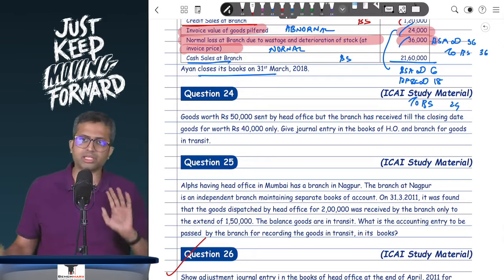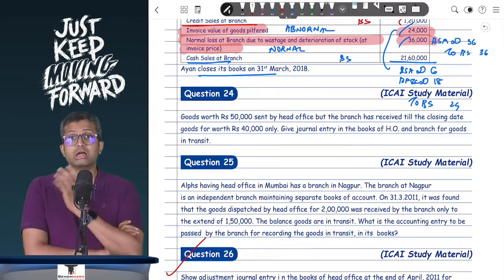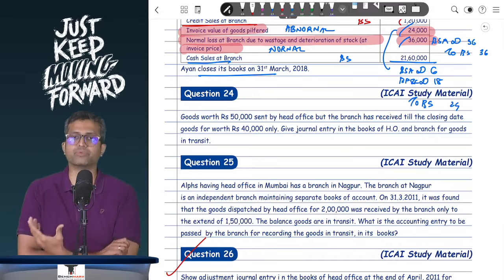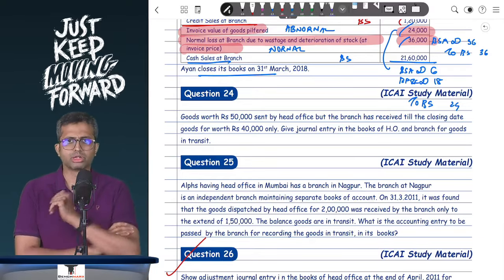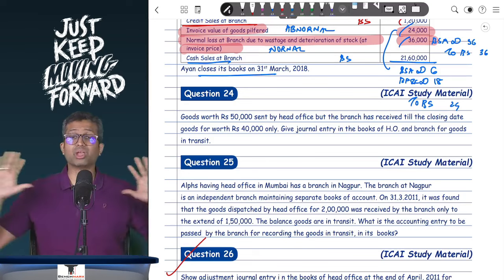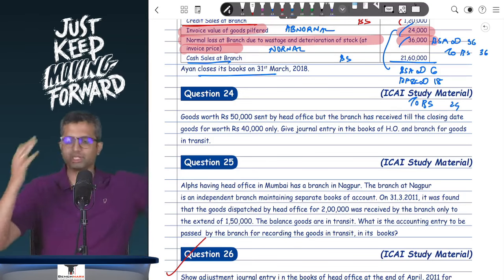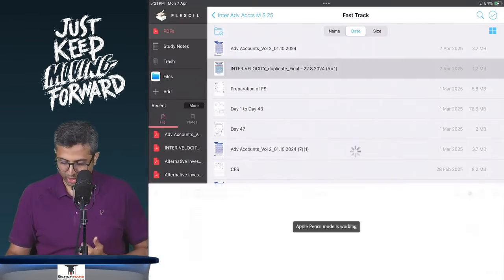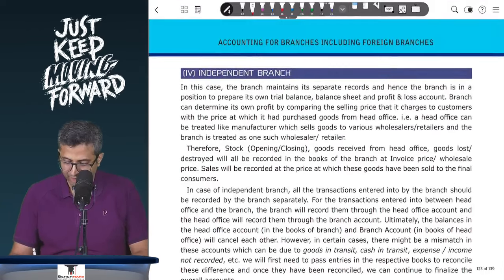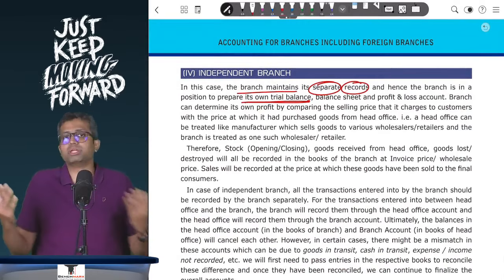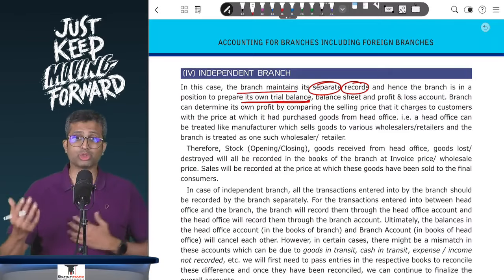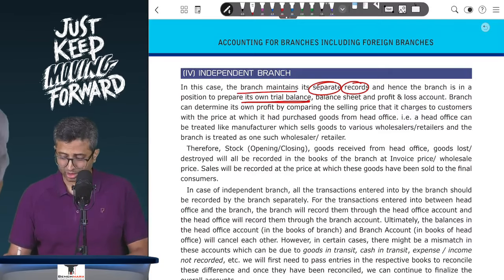Head office will definitely keep records, but the branch will also keep records. So goods sent by head office to the branch will be goods received by the branch from the head office. In a similar way, you will have the entire branch balance separately and the head office balance separately. So when you are looking at an independent branch, the branch maintains its separate records, and hence the branch is in a position to prepare its own trial balance. This is for maybe slightly bigger branches where you will have your own records, own trial balance, balance sheet and profit and loss.